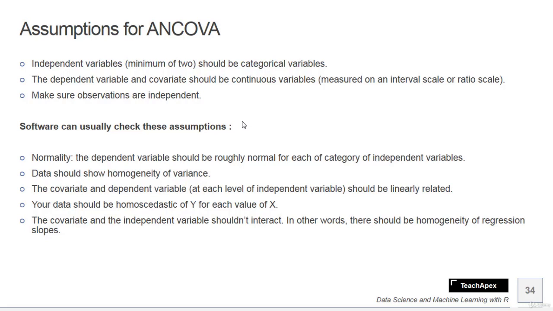Next, the covariate and the independent variable shouldn't interact. In other words, there should be homogeneity of regression slopes. So these are the assumptions that software can check.